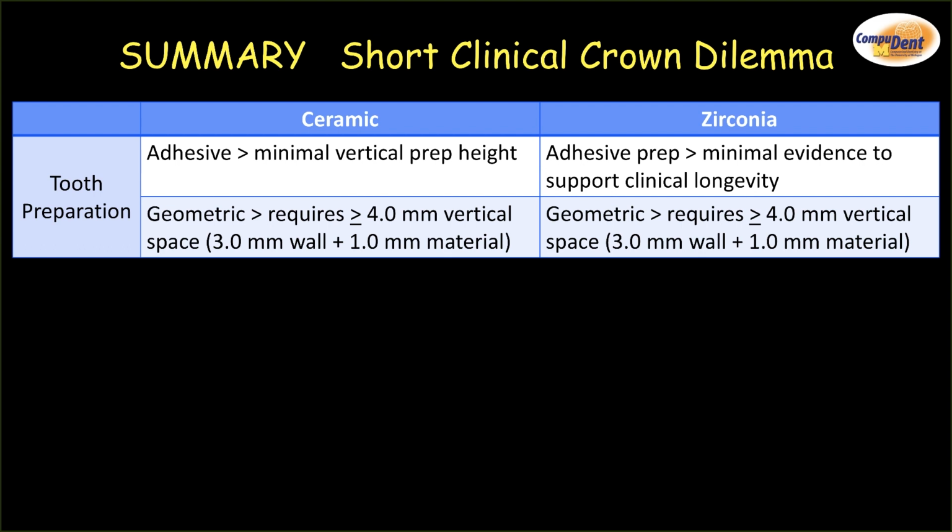So let's try to put a lot of this back together now. Okay. If we're going to focus on the tooth preparation and we're going to do a ceramic, all right, the advantage there is if we do an adhesive type preparation, we don't hardly need any vertical prep height. We just need dimension for the occlusal.